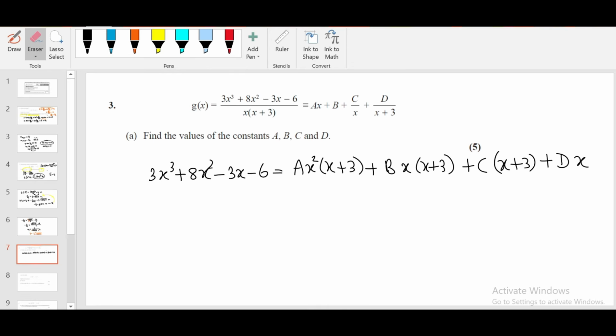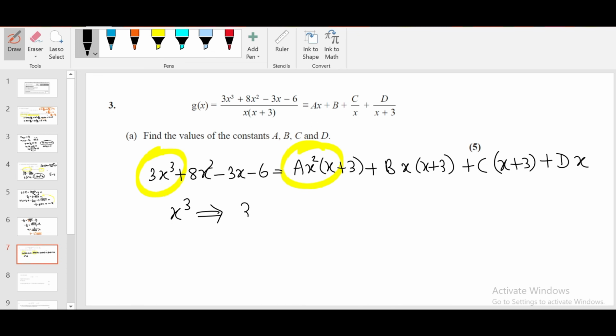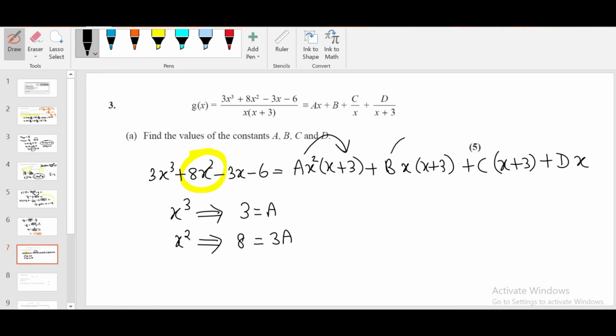That's the first step. I'm going to compare the coefficient of x cubed first on both sides of the equation. Here it's this. Here when you open the bracket you will get a. So 3 is equal to a. We got the value of a already. And then I'm going to compare the coefficient of x squared on both sides. Here it's 8 is equal to, when you multiply these two you'll get 3ax squared. You multiply these two you'll get bx squared. Replace a by 3, so 9, b will be negative 1.